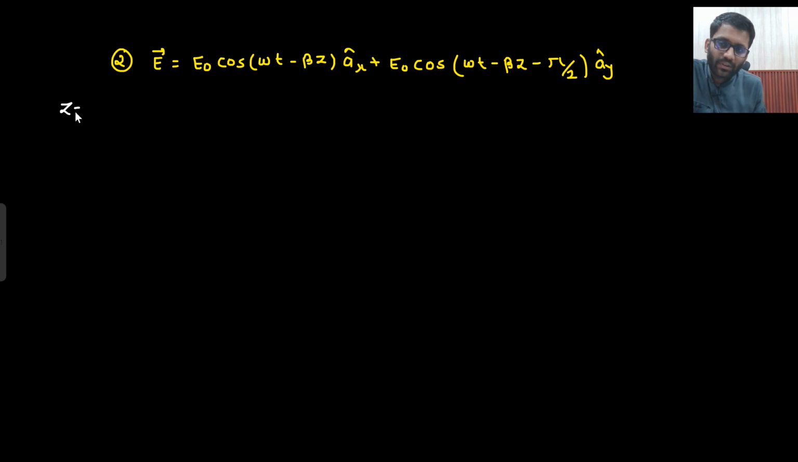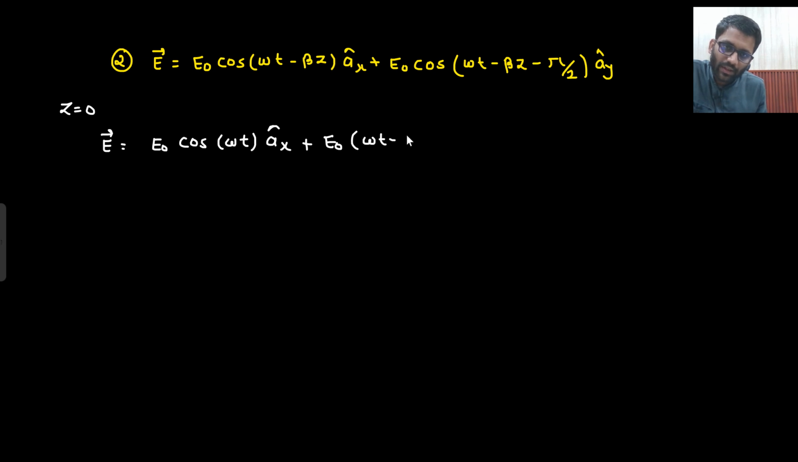What I'm going to do is put z equals 0. If I put z equals 0, then my E is E naught cos omega t Ax cap plus E naught cos(omega t minus pi by 2), that will be sine omega t only. Basically here you put z equals 0, so cos(omega t minus pi by 2) minus theta is sine theta, so that would be sine omega t only. Okay, so this is my E, this is my electric field.